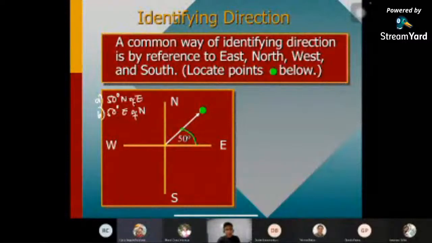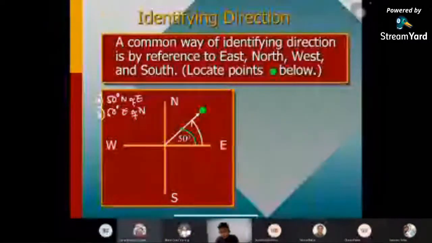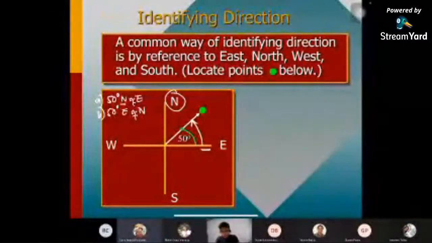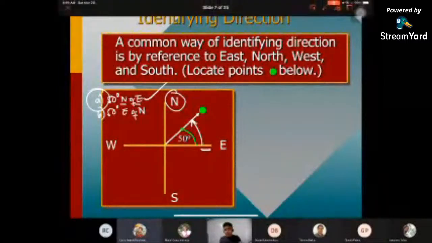Because it is from east going to the north. It's north of east. So basically, it's going to the north from the east. So north of east, so letter A. Very good. So from there, of course, you know that.